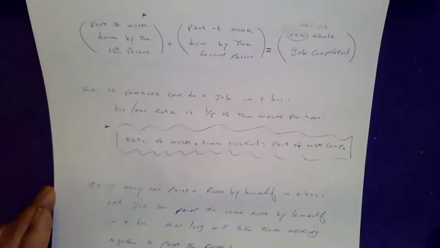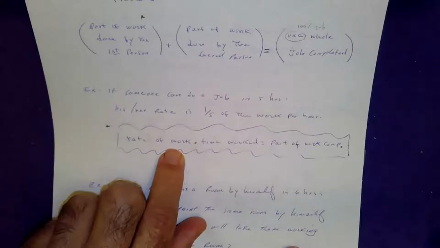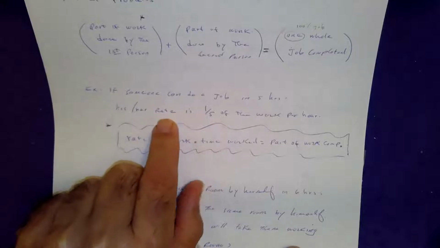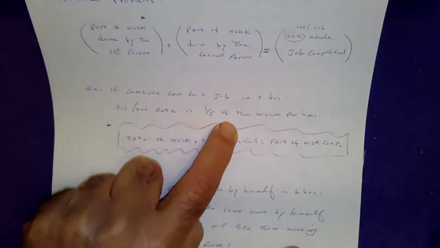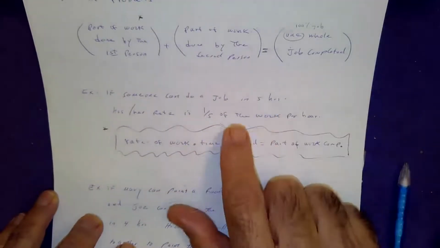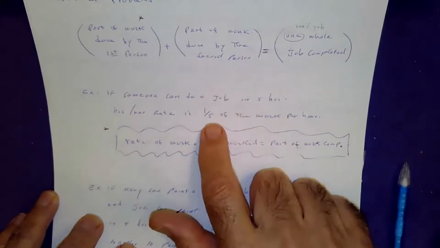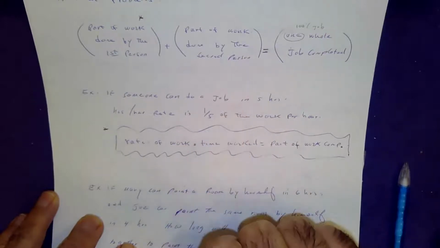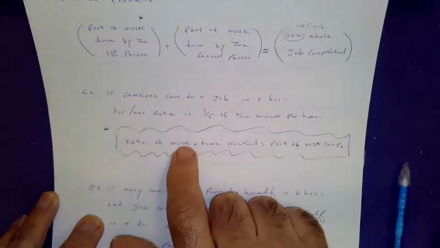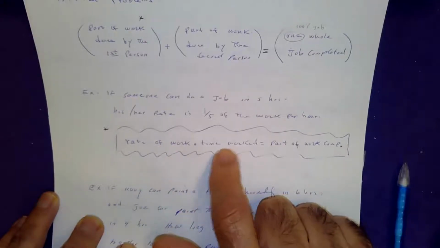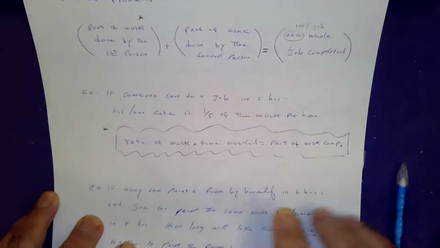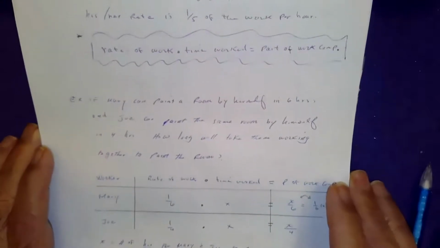So what does that mean? First of all, what is the rate of work? Well, if someone can do a job in 5 hours, his or her rate is 1/5 of the work per hour. In other words, if this person can complete the job in 5 hours, in 1 hour, he or she has completed 1/5 of the job. So that's what they mean by rate of a person, because the rate of the work by a person times the time worked equals part of the work completed by that person. So let's see an example. Maybe that will clear this.